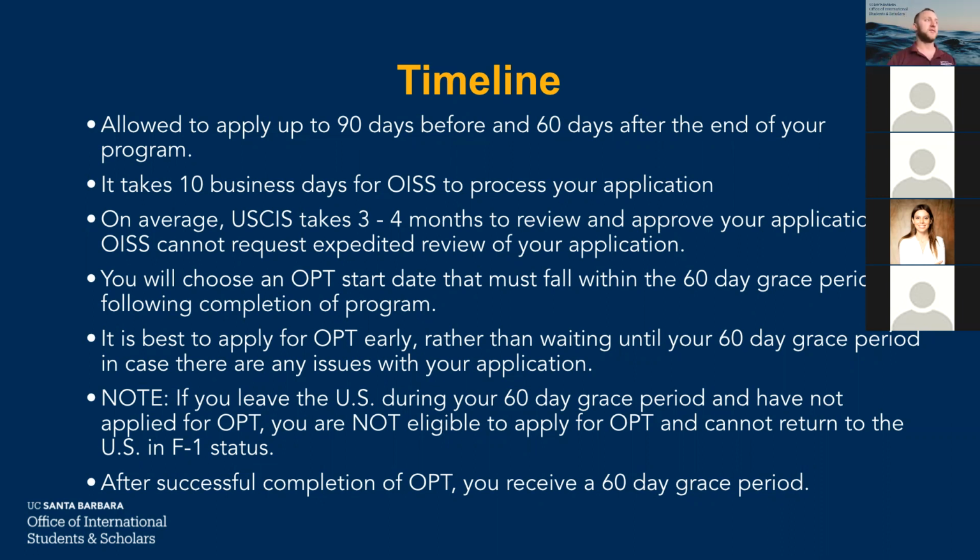Again, it takes 10 business days for OISS to process your application. On average, USCIS takes 3 to 4 months to review and approve your application. So it's a very long time. Again, a good reason to apply sooner so that you can work as soon as possible after your graduation. OISS cannot request an expedited review of your application. We don't have a special relationship with USCIS. In fact, it's actually kind of difficult to reach their customer service sometimes. So yeah, we definitely don't have a way to help speed up that application once it's been submitted to USCIS.